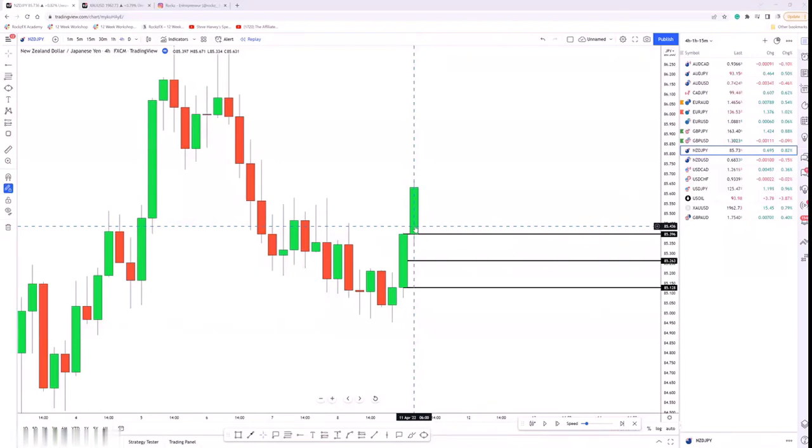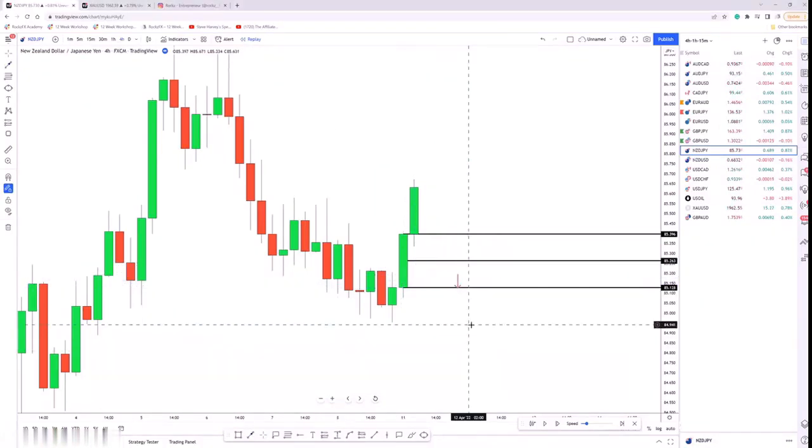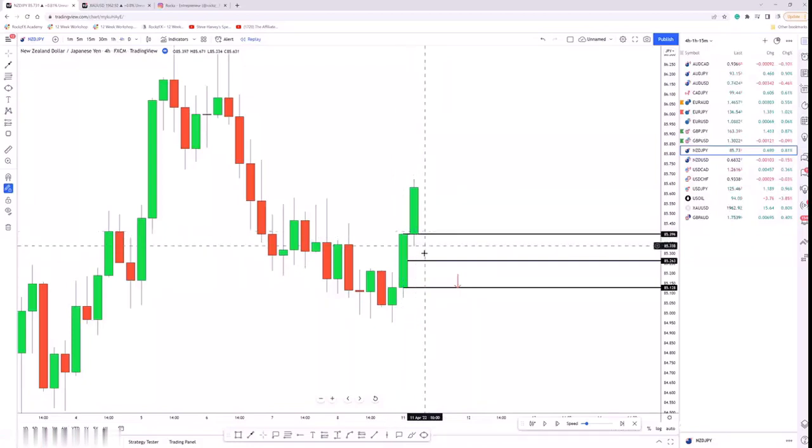At this stage, you've identified your sentiment. The next stage is to do this. Mark your high, your 50%, and your low. If price passes past this low, are you taking a trade? Yes or no? No. Okay. The reason why is because the sentiment of the market and the behavior has changed.